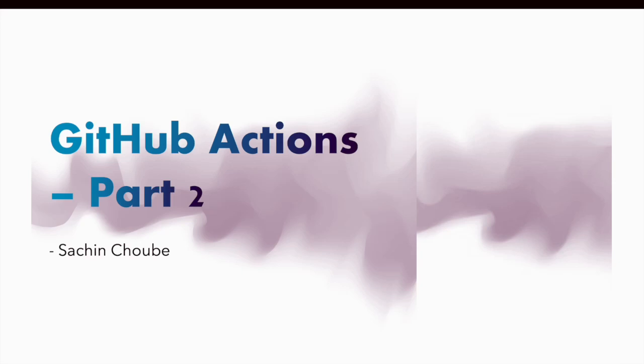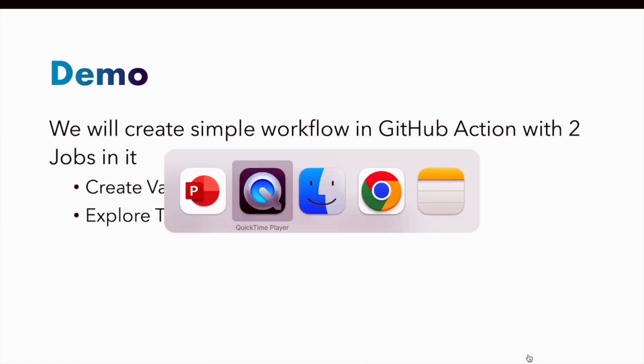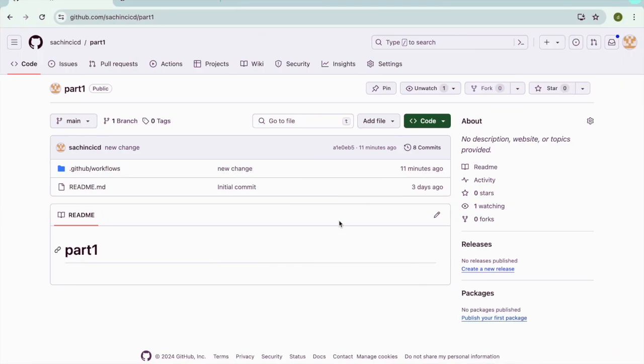We will continue the GitHub Actions part 2. My name is Sachin Choube. In today's session, we'll cover two topics, that is creating variables and secrets. Next, we'll explore the trigger events of the workflow. So let's get to work.